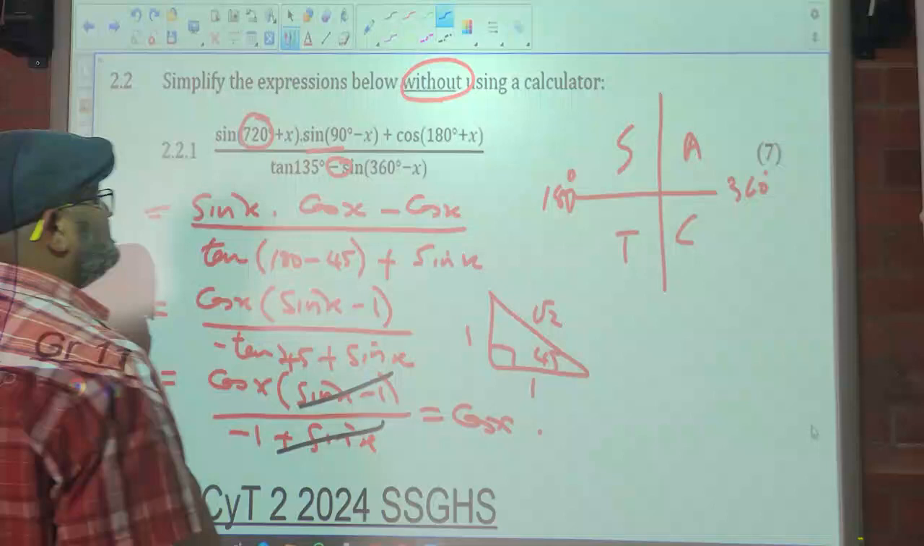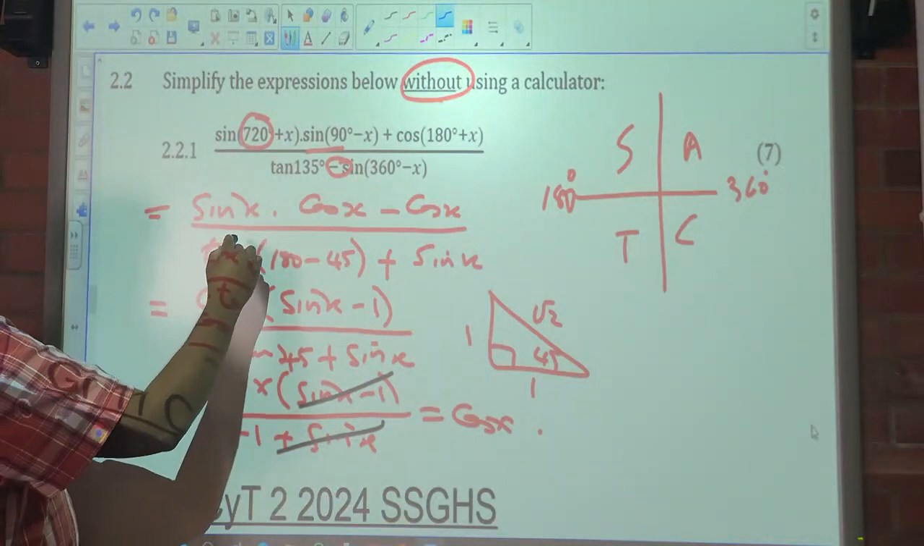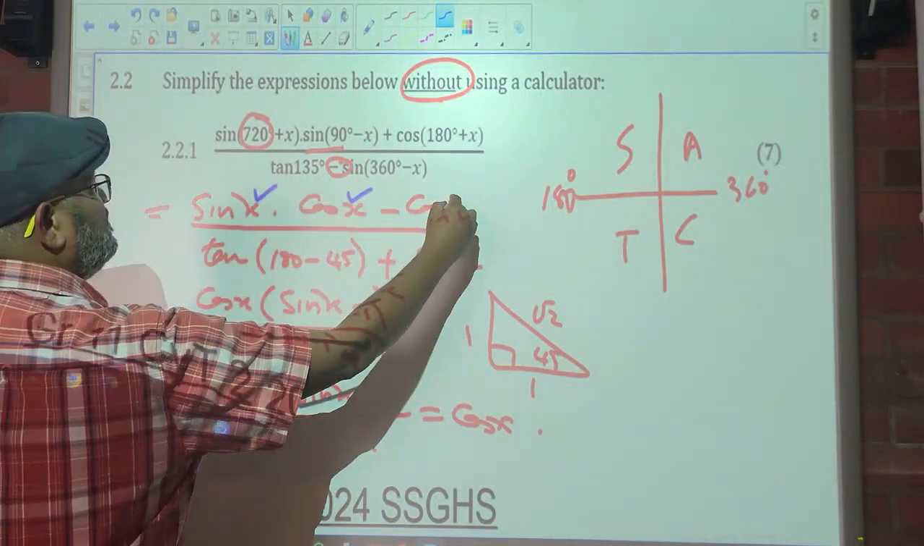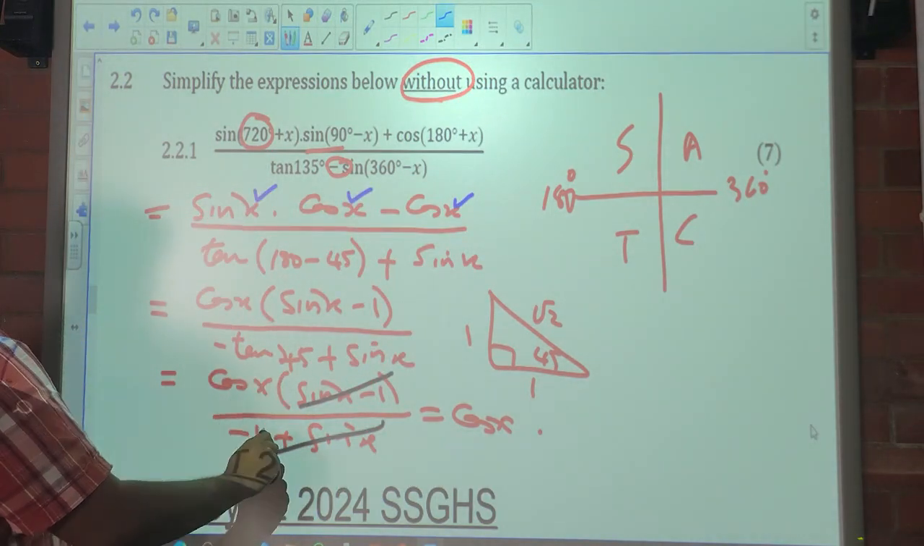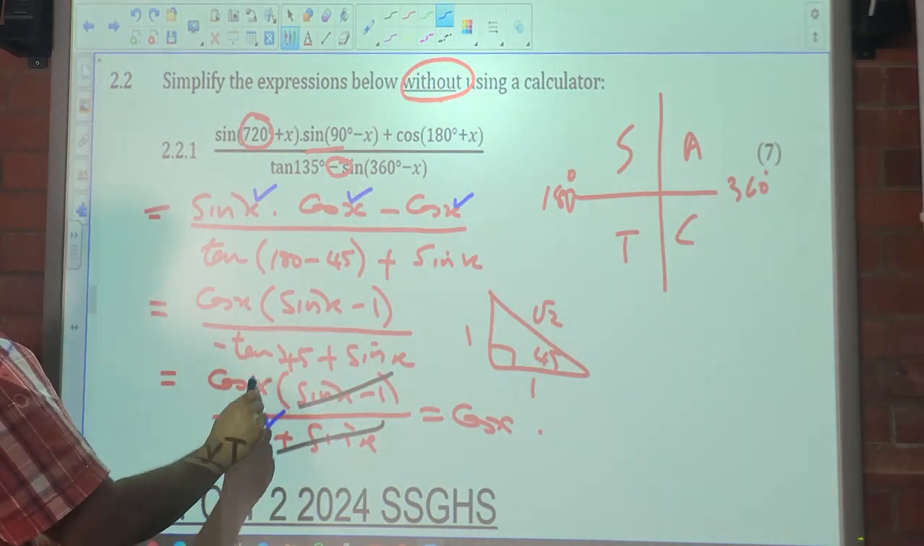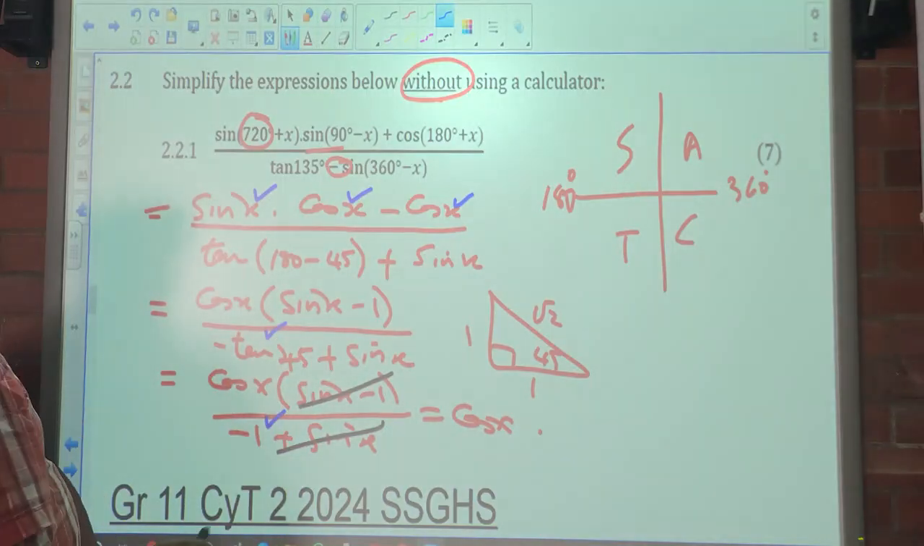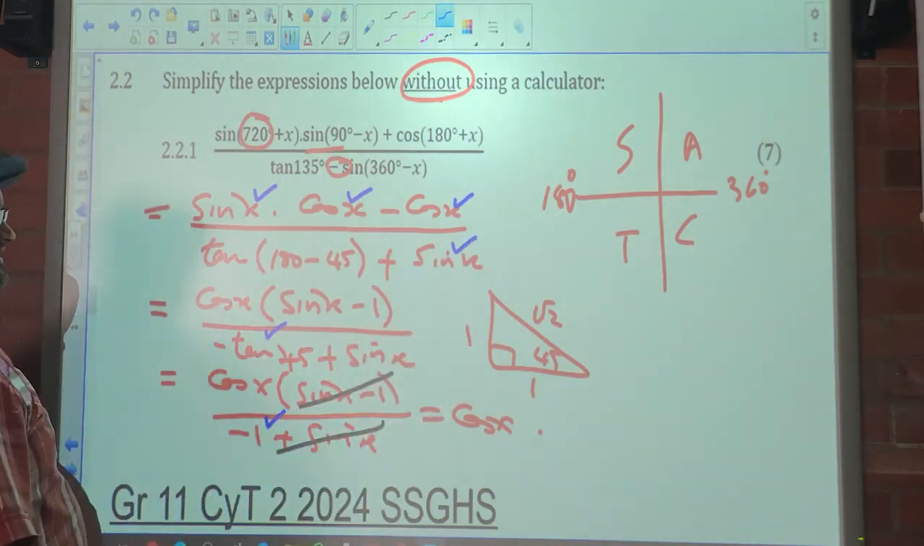People, this is how we mark this thing. That's why it's so many marks. 7. There's 1, 2, 3, for the 10. There's 4. I think you get 5 there. 6, 7.